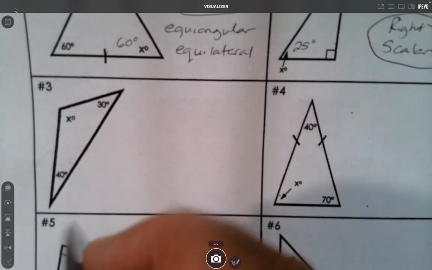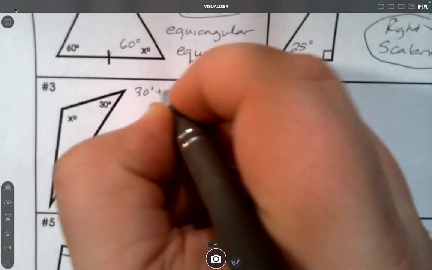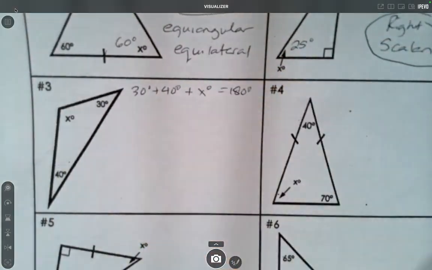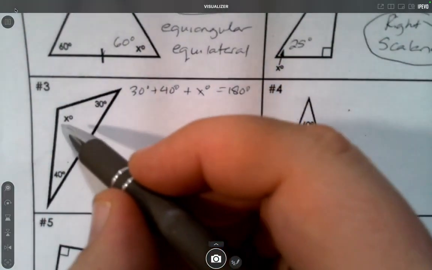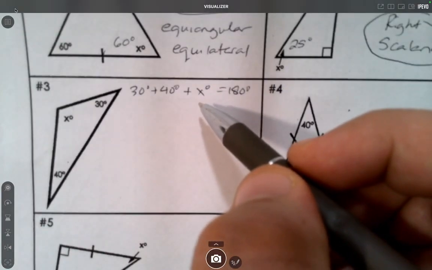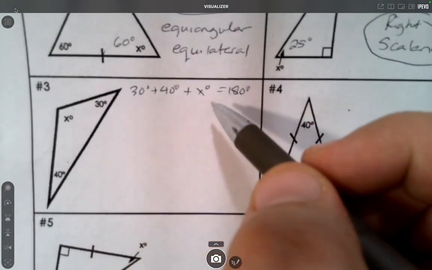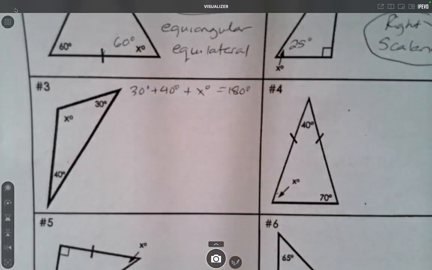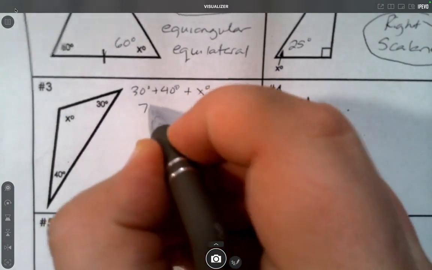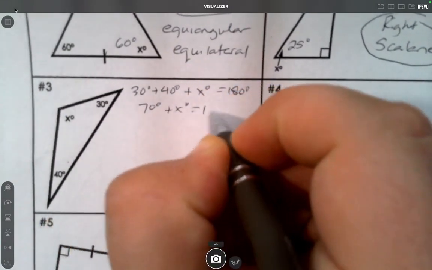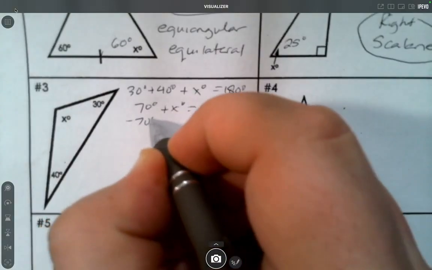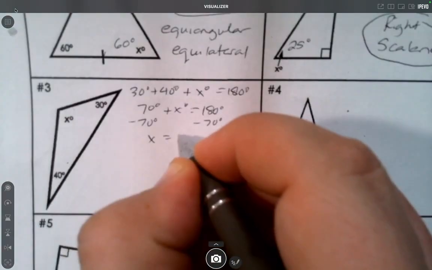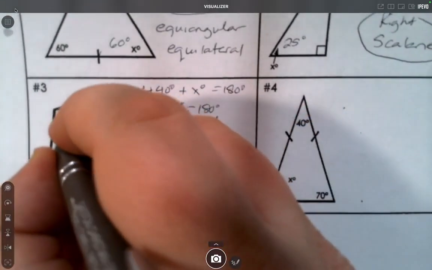Okay, number 3, we know if we add 30 degrees plus 40 degrees plus x degrees equals 180 degrees. Now, you notice for whatever reason, I tend to put x as the last one. That isn't important. It doesn't matter what order you put these angles in. You can put 40 first, x first. You can put it in the middle or last. It doesn't matter. 30 plus 40 is 70 degrees. We subtract 70 from both sides, and we get x equals 110 degrees.